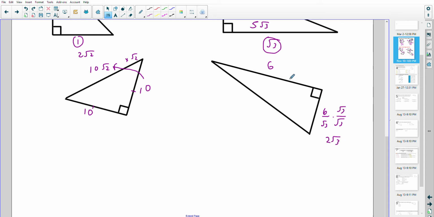Makes sense when you go the other way by multiplying by square root of 3. And then the hypotenuse is doubled with the short leg, so that's 4 square roots of 3.